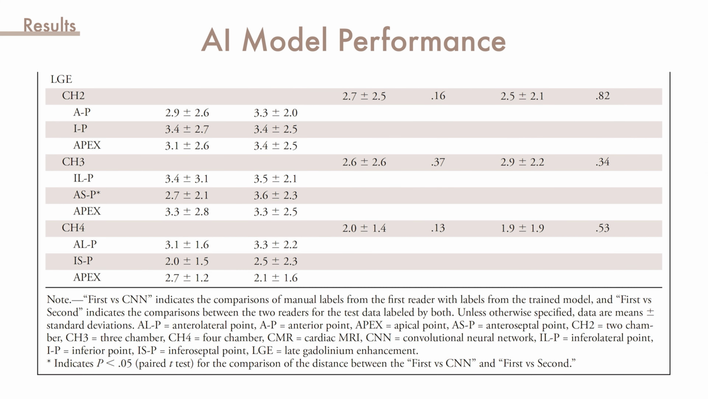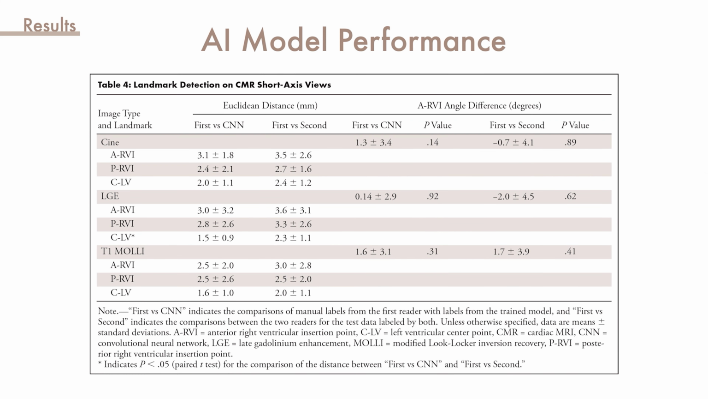These are the same measurements for the LGE, 2-chamber, 3-chamber, and 4-chamber. As you can see, the Euclidean distance ranged from 2.1 to 3.4 millimeters. Here we can see the same information for CNA, LGE, and T1 mapping for detection in the short axis views. The Euclidean distance ranged from around 1.5 to 3.5 millimeters.